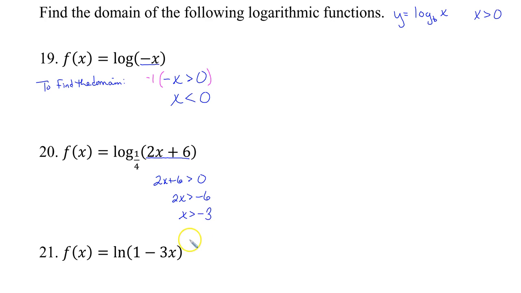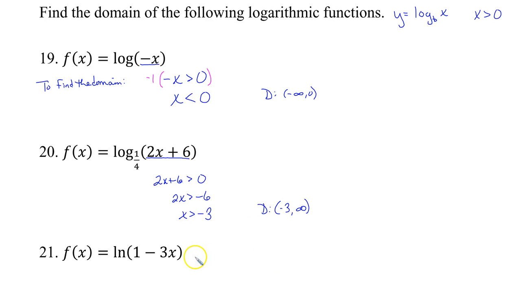Going back real quick here, if I wanted to write this in interval notation, remember this is negative infinity to 0. And this interval notation is negative 3 to positive infinity. Notice I use round brackets on everything because it's not ever going to be equal to that value.